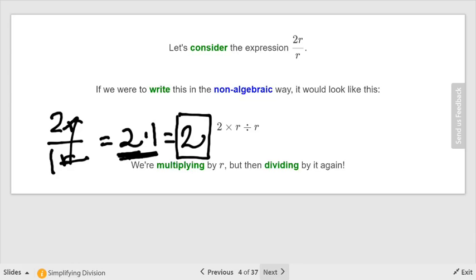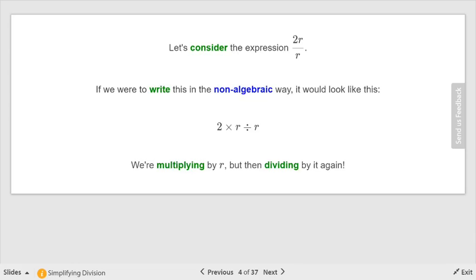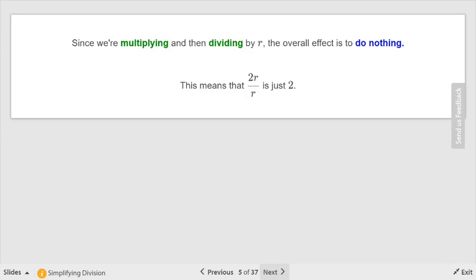So the variable term of r divided by itself made a 1. So there are no more r's left. Okay? So just 2.